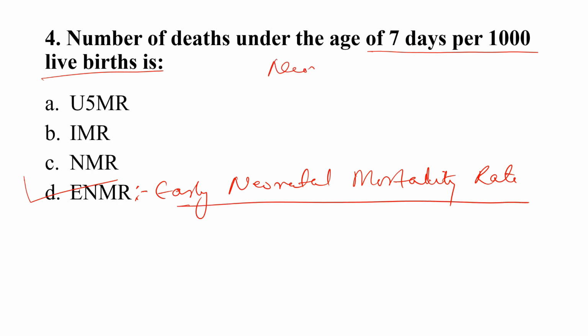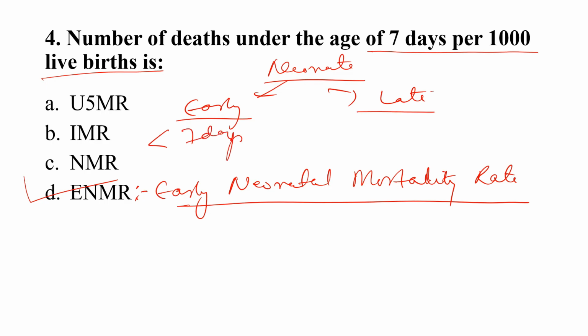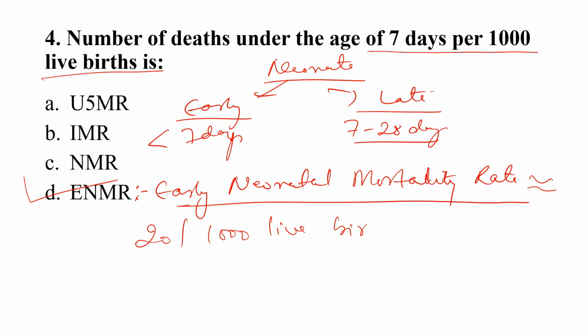So the neonate is divided into early and late. Early neonate is less than 7 days, and the late neonate is 7 days to 28 days. The current rate of early neonatal mortality is around 20 per 1000 live births in India, and this number may also change in a few days or months to come, depending on the data or information collected.